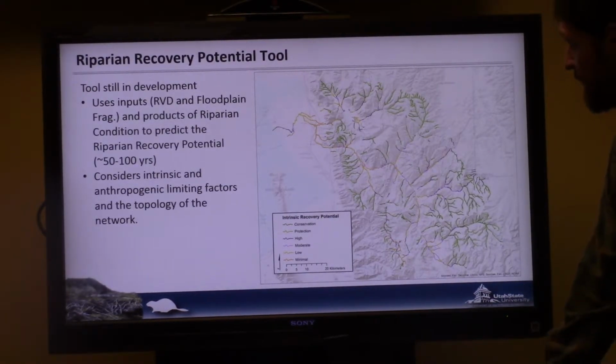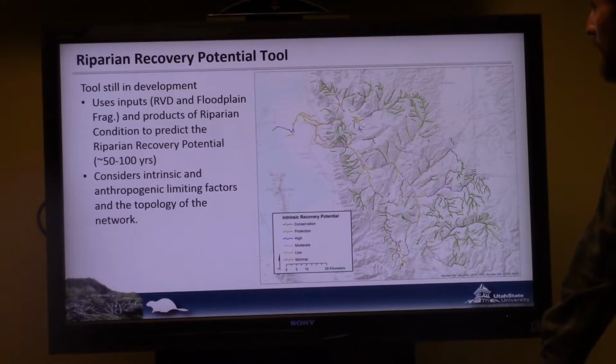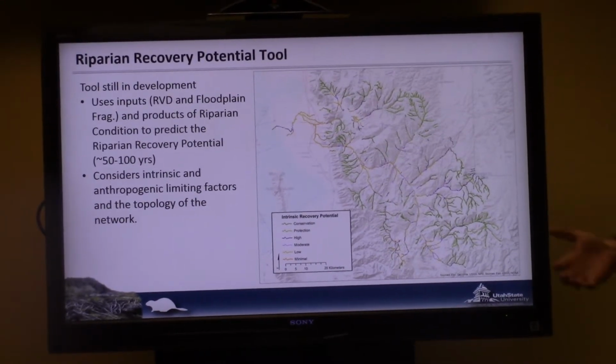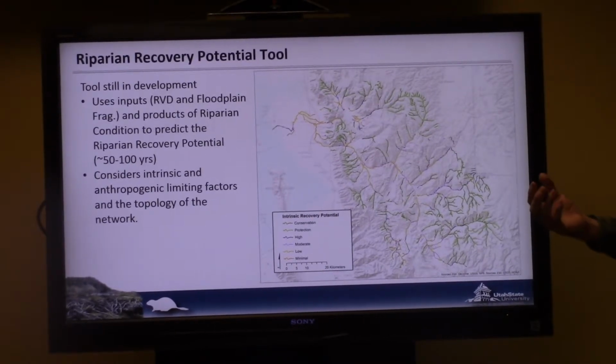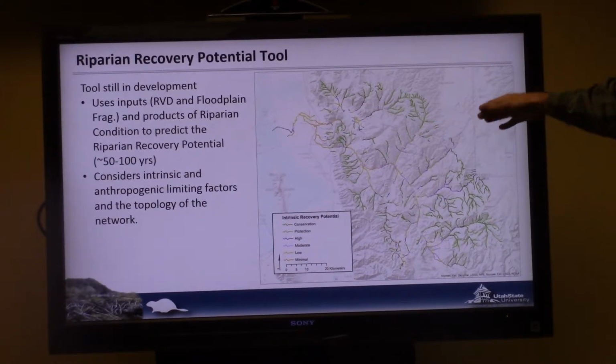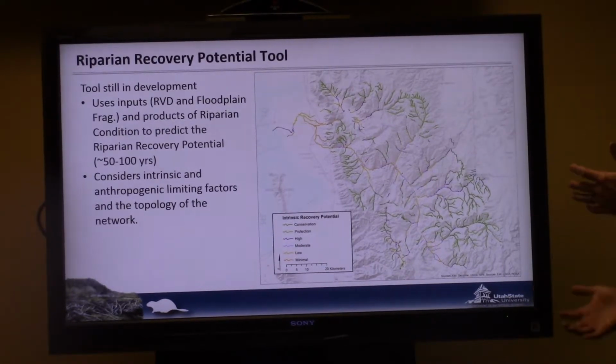Okay, and then another part of this is the riparian recovery potential tool. This is a little further behind in development, but we're getting there. It uses inputs from aspects of the riparian condition tool, and then products of the riparian condition tool, so some of the input data and output data, to predict riparian recovery potential, which is basically a particular stream segment's ability to get back on a trajectory towards recovery over the next 50 to 100 years given a particular management intervention.